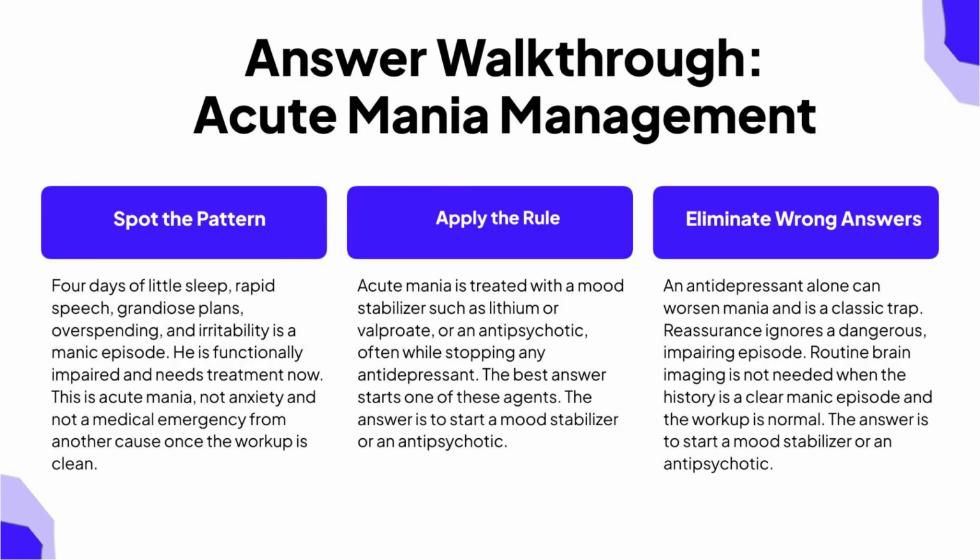So the best answer is to start a mood stabilizer or an antipsychotic. Now eliminate the rest. An antidepressant alone can worsen mania and is a classic trap. Reassurance and follow-up next month ignores a dangerous, impairing episode. Routine brain imaging is not required when the history is a clear manic episode and the workup is already normal. The answer is to start a mood stabilizer or an antipsychotic.